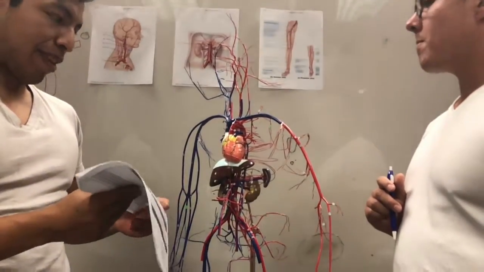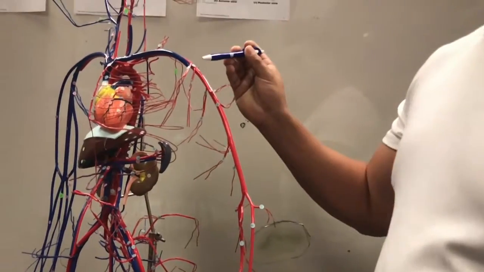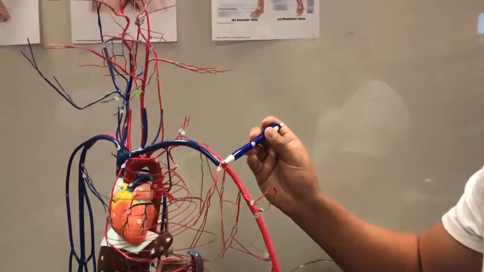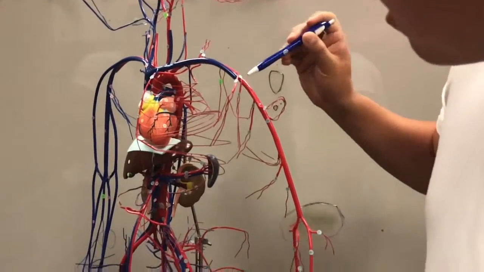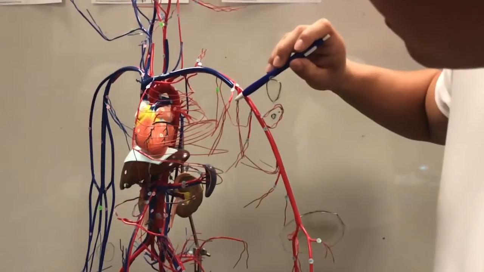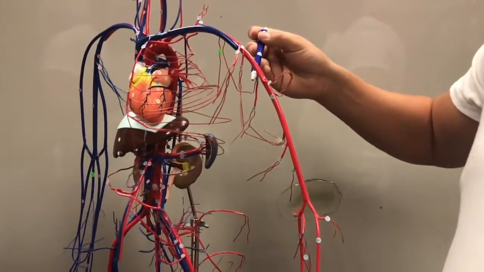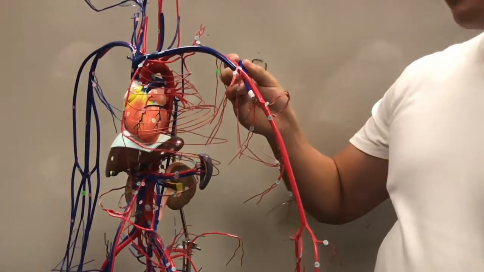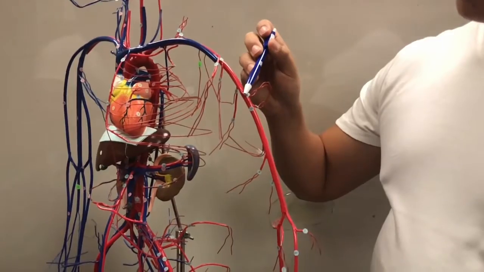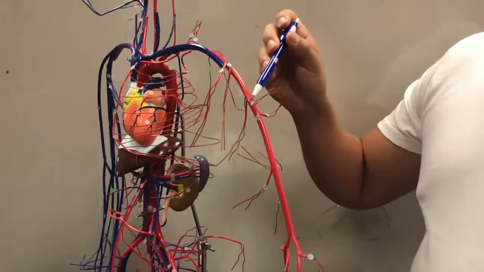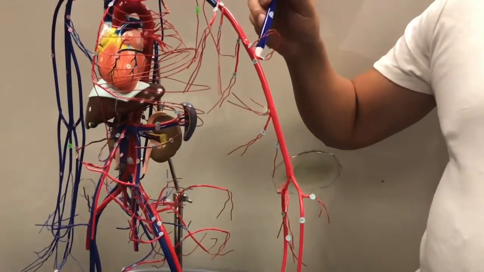Alright, upper limb vessels. The axillary artery. Axillary artery, right here. Alright, the lateral thoracic artery. Lateral thoracic artery, right here. Yep. Subscapular artery. Subscapular artery, right here. The anterior circumflex humeral artery. Anterior circumflex humeral. The posterior circumflex humeral artery. Posterior circumflex humeral.